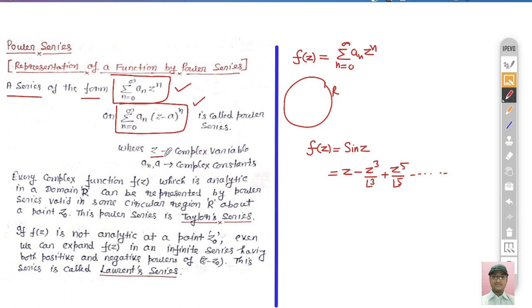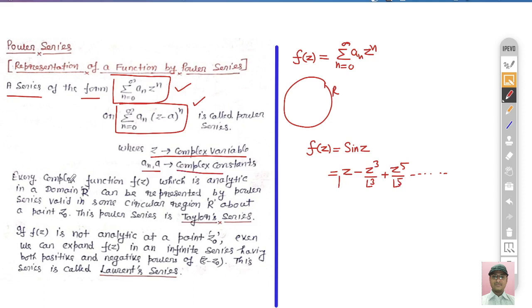So z, you know already, is a complex variable or complex number, right. Here a_n is the coefficient. You can see in this example the coefficient a_0 is 1. The second coefficient is minus 1 upon factorial 3. The third coefficient is 1 upon factorial 5, right. So these are basically complex constants.